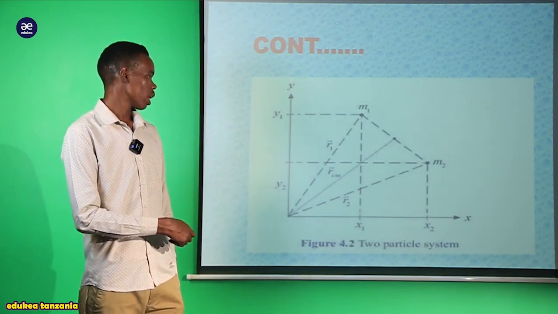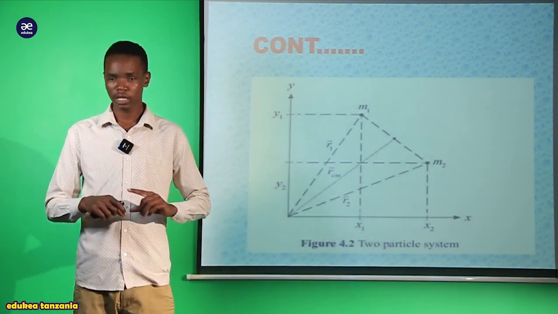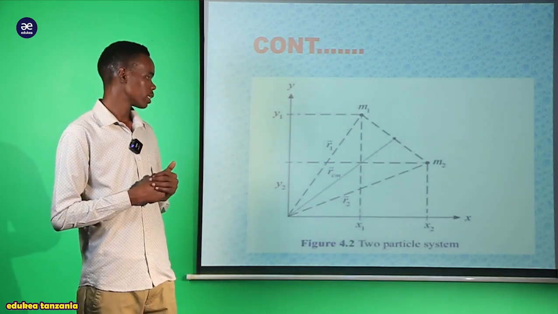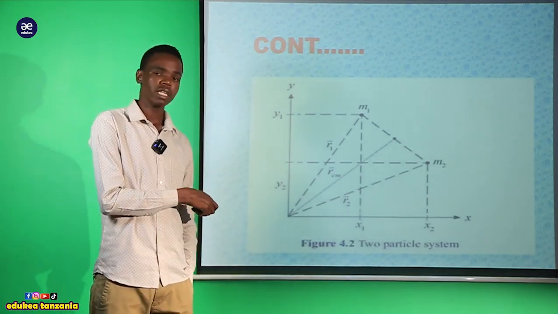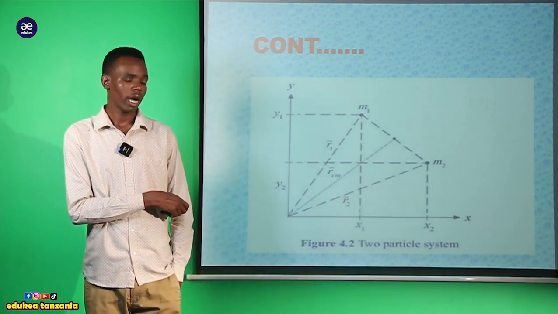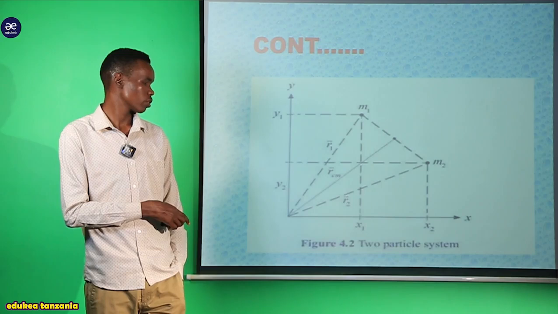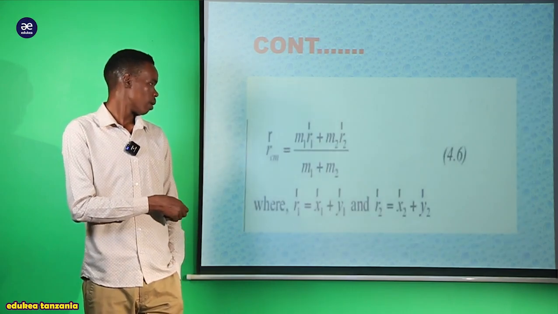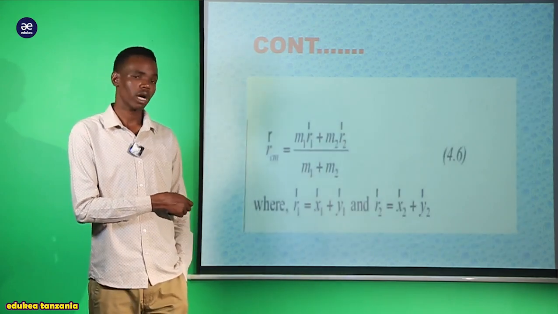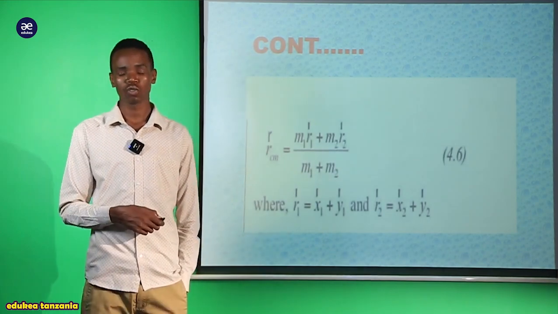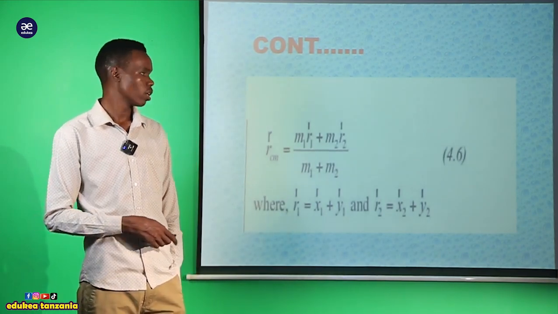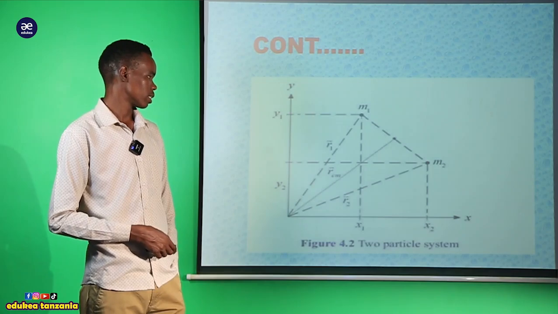Therefore, my dear student, we try to find the resultant. How can we get the resultant? Now, the resultant of their vector here should be equal to this summation, as we try to see here. It must be equal to mass 1 R1 plus mass 2 R2, divided by the summation of their masses, as we try to see here.